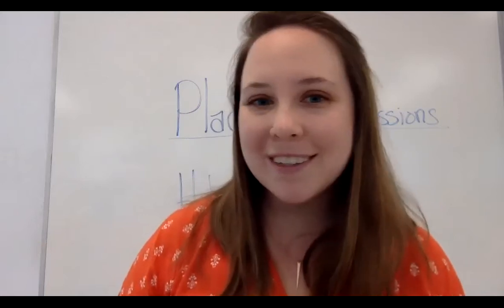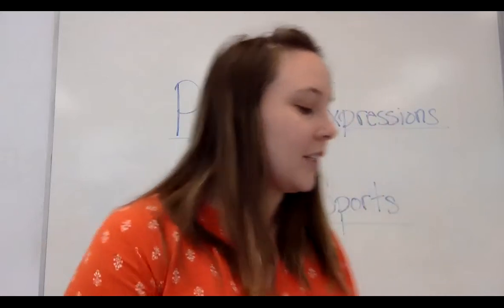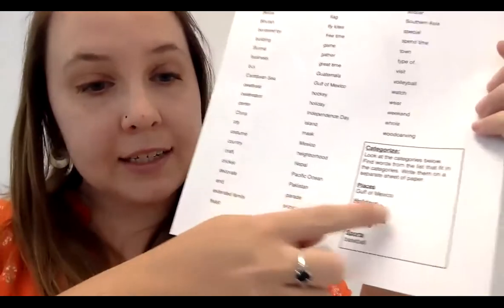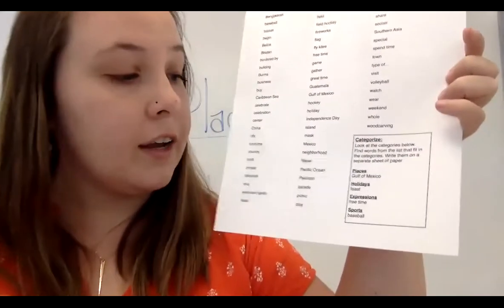On the paper that I gave you, there was an example for each of these. So let's take a look. For places, we had the Gulf of Mexico. So a place, you can see it on a map. For holidays, we had feast. So it's something you may do to celebrate a holiday.